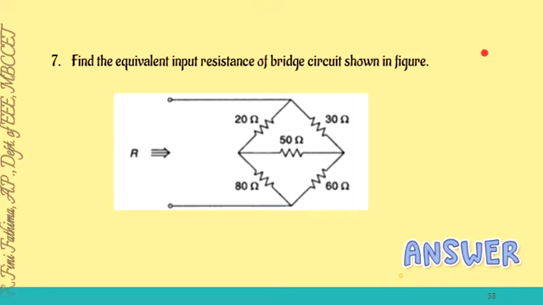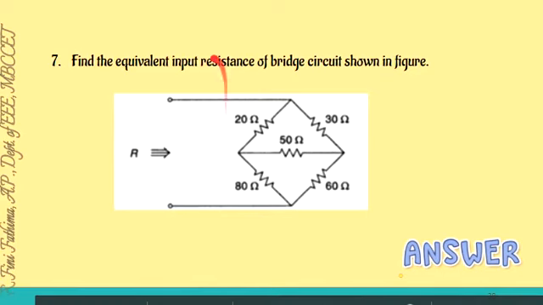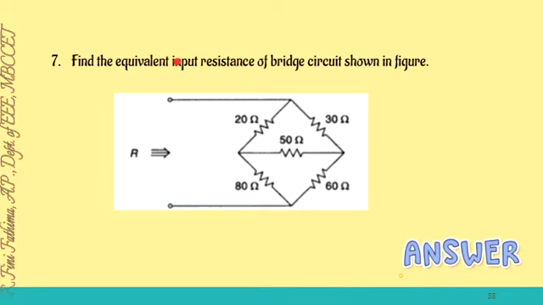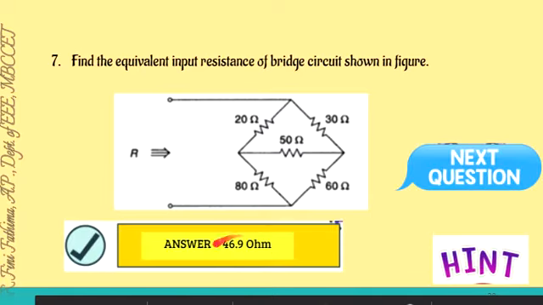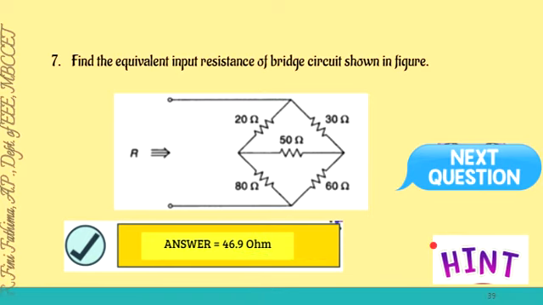Next is the seventh question. Find out the equivalent input impedance of the bridge, the equivalent input resistance of the bridge. That is, we have to find the resistance from this side. This is a previous year university question, a very important question. Shall we check the answer? The answer should be 46.9 ohm or 47 ohm.